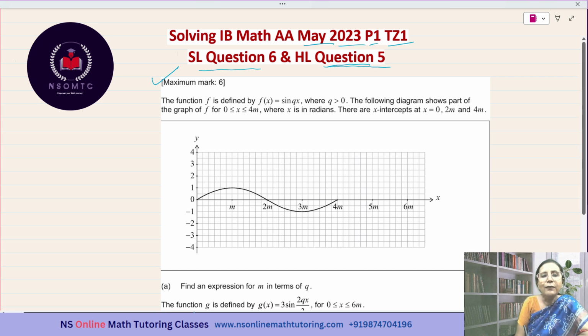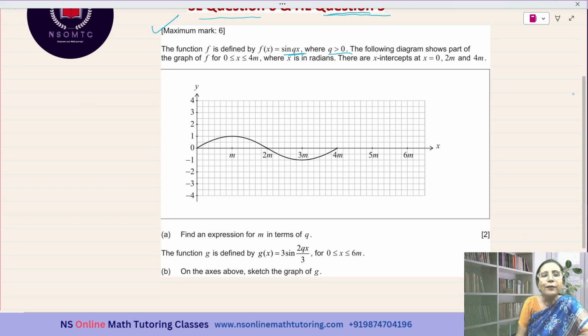The function f is defined by f of x equal to sine qx, where q is greater than 0. The following diagram shows part of the graph of f for x greater than or equal to 0 but less than or equal to 4m, where x is in radians. The x-intercepts are at x equal to 0, 2m and 4m. This is 0, this is 2m, this is 4m.